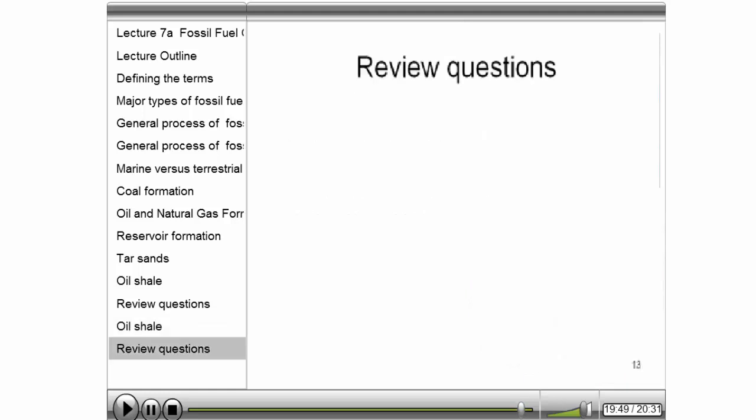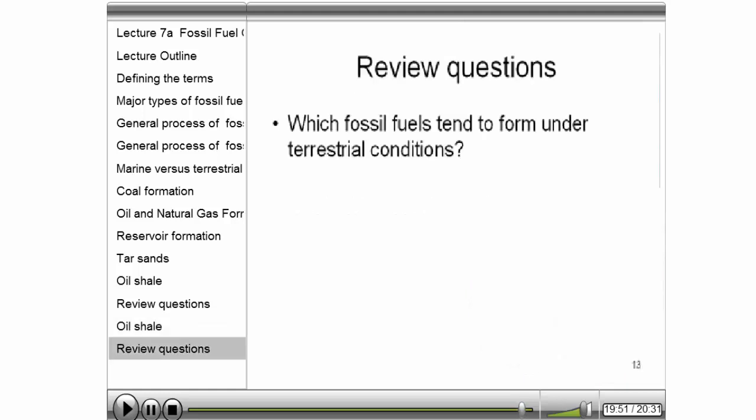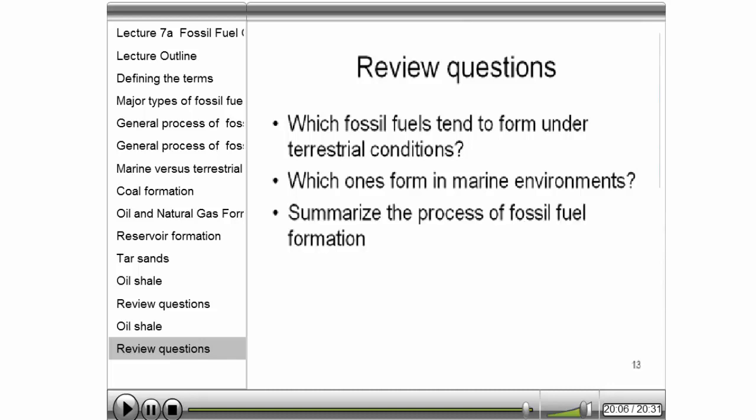Some review questions. Which fossil fuels tend to form under terrestrial conditions, and which ones form under marine environments? You should be able to summarize and describe the process of fossil fuel formation. And then finally, what is a caprock, and perhaps know what its significance is with regard to fossil fuel.